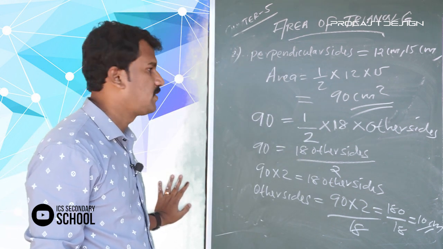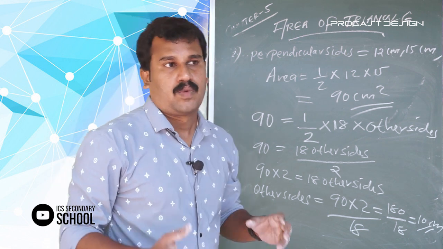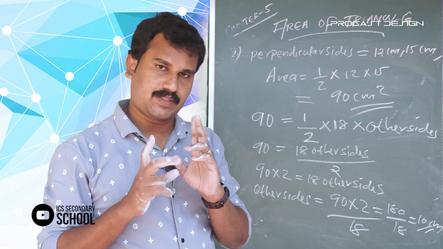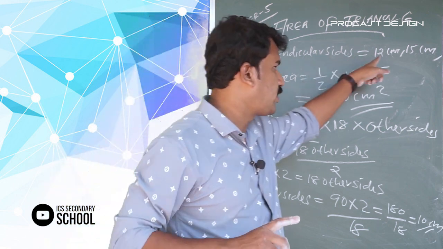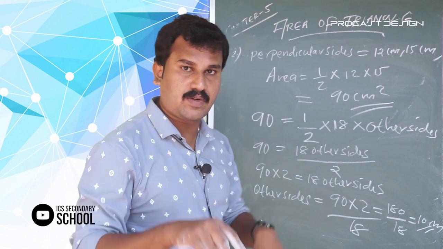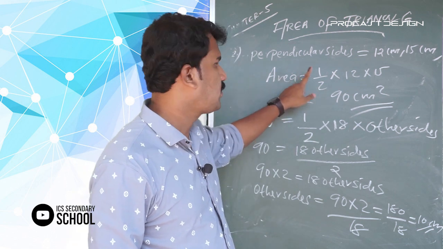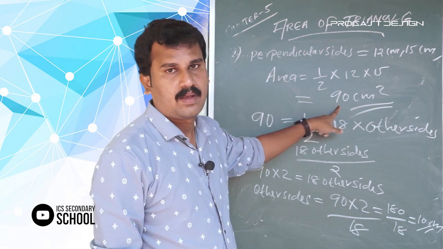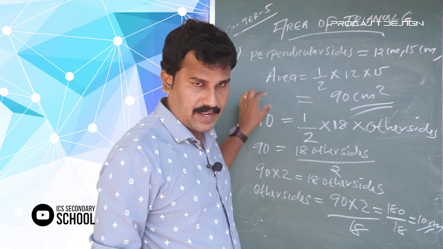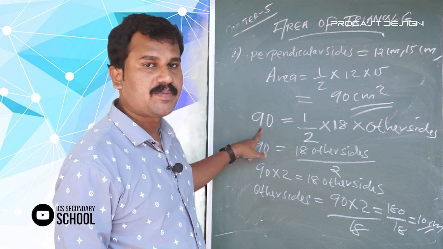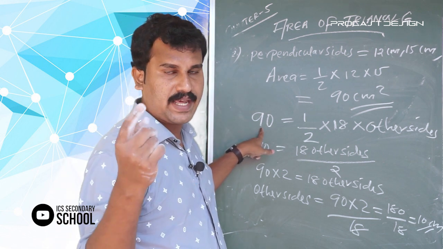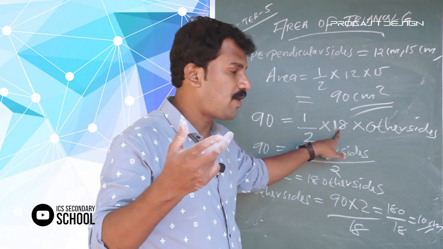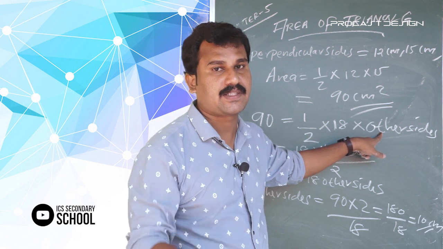Okay, got it? Yes. Here in this question we have given the perpendicular sides of a right angle triangle, 12 centimeter and 15 centimeter. Based on this we calculate the area, half into 12 into 15, that is equal to 90 centimeter square. On the basis of this area, another right angle triangle has one side length 18 centimeter. We have to find the other side length.